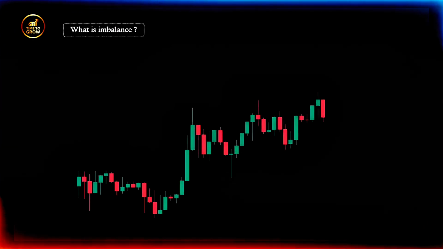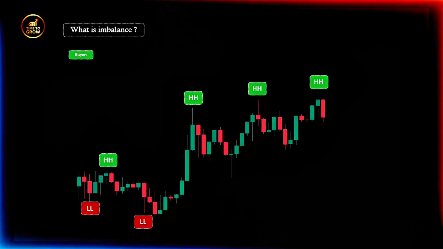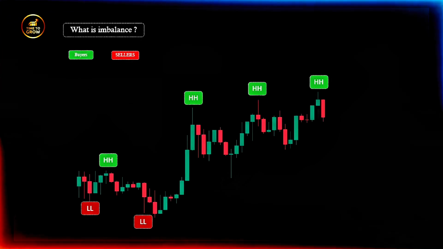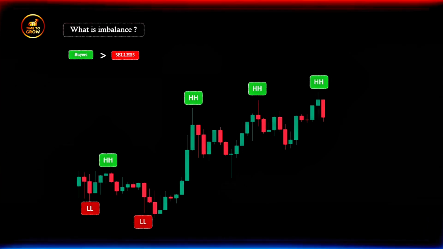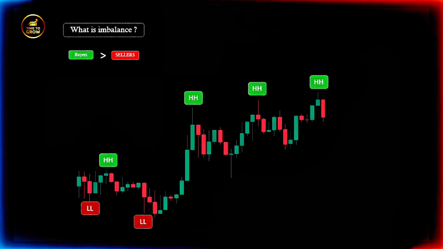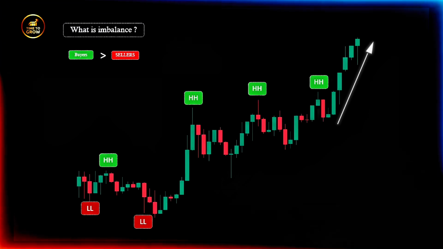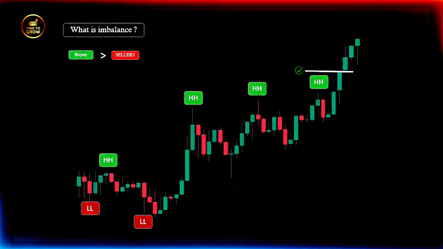Most of the time, when the market moves from one area to another, it moves in a balanced structure, creating higher highs and higher lows, which shows equal strength between buyers and sellers. But when buyers become stronger at a specific point and sellers are fewer in comparison, the chart prints large bullish candles and the price moves upward very quickly. Sometimes you even see a visible gap between two candles.